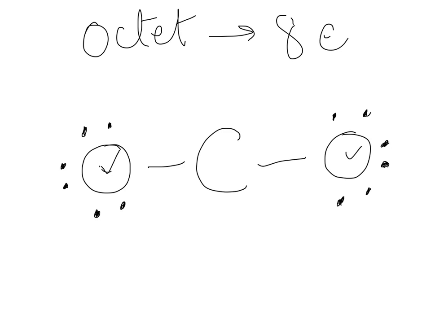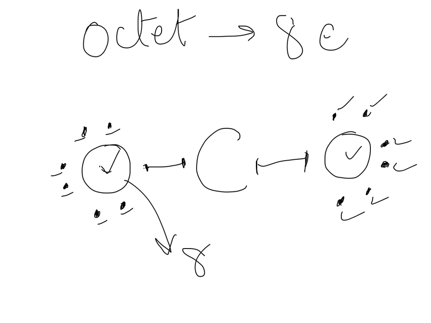Now, did we complete the octet of these oxygens? Let's check. Remember, one bond is 2 electrons. So 1, 2, 3, 4, 5, 6, 7, 8. This oxygen has 8 electrons. 1, 2, 3, 4, 5, 6, 7, 8. This oxygen also has 8 electrons.